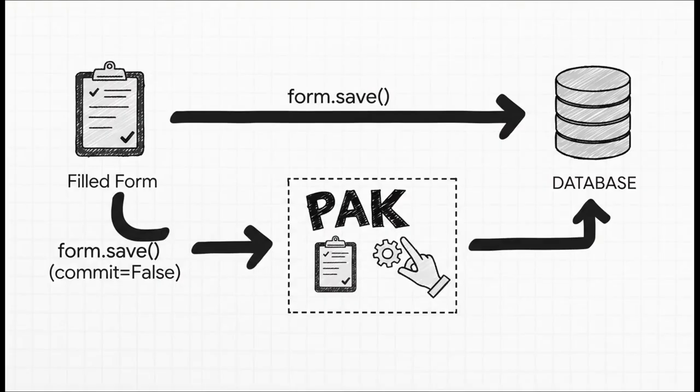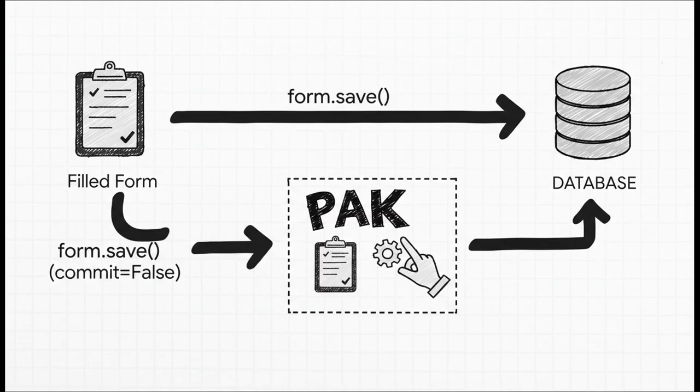But it doesn't just build the form for you, it also knows how to save it. The save method is smart enough to handle creating or updating the object in the database. And with this commit equals false flag, you get this incredible power to hit a pause button on the process, add extra data that didn't come from the user, like the current user's ID, and then finish the save.